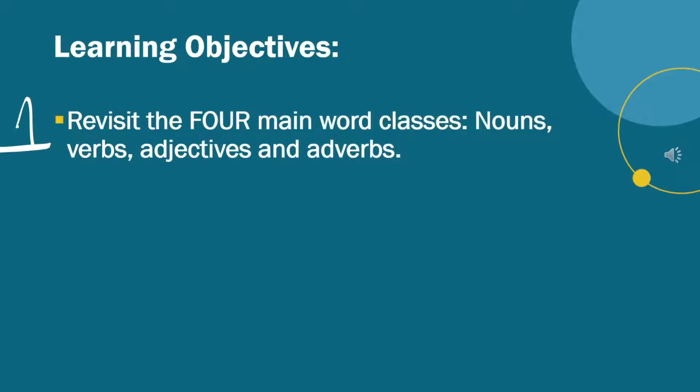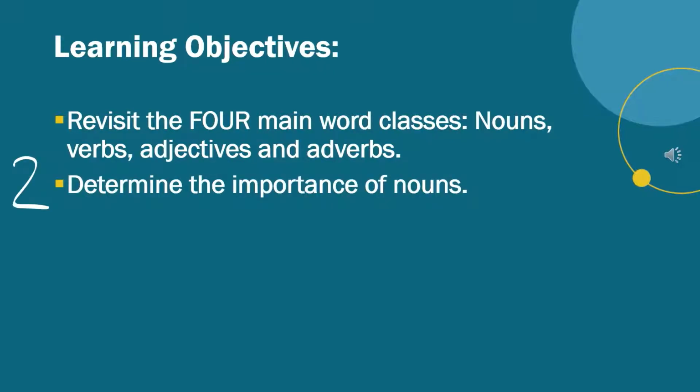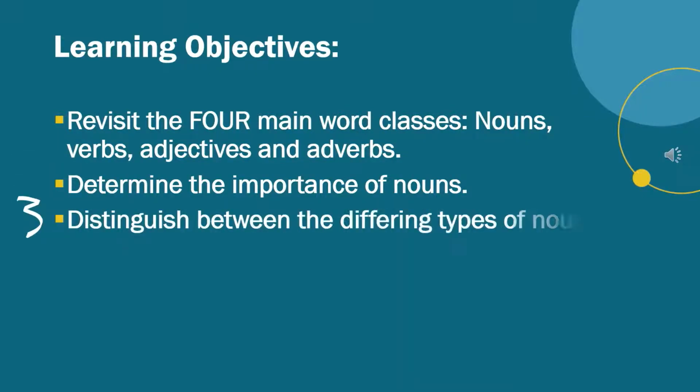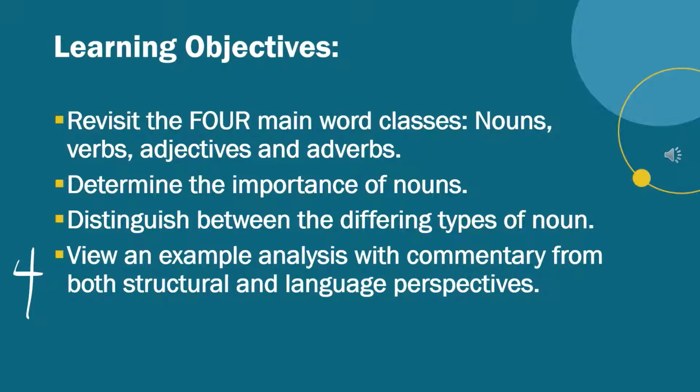So you need to know what your learning journey is going to look like. Here are your learning objectives. Firstly, we're going to revisit the four main word classes: nouns, verbs, adjectives and adverbs, just to give you a quick refresher. We're then going to determine the importance of nouns, because even these alone can be very significant. We're then going to distinguish between differing types of noun, to give you a good idea of how many different types there are and how important they can be to pick out and analyse on their own. Finally, we'll view an example analysis with commentary from both structural and language perspectives.